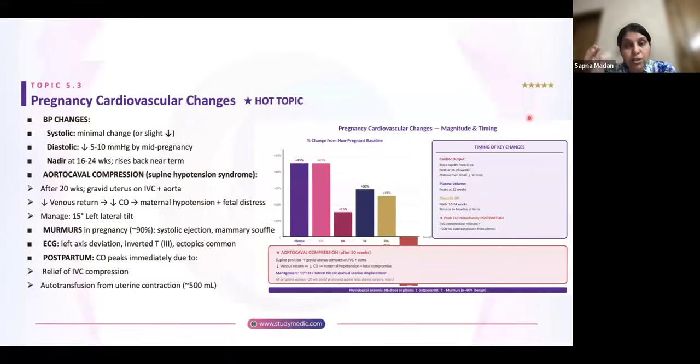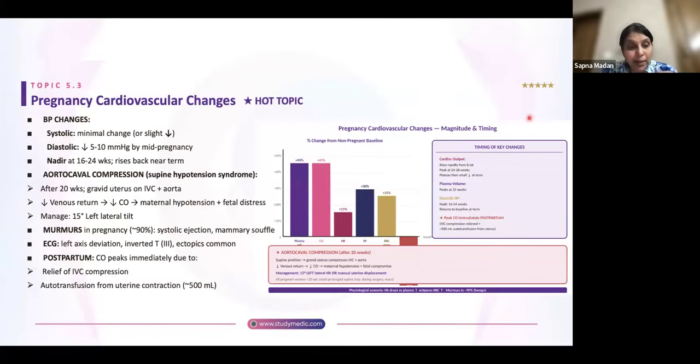Okay. Because of the pressure, if they lie supine, there will be reduced venous return. The cardiac output will therefore decrease. Mother will have hypotension and the baby will go into distress. So whenever we take a patient for cesarean, the anesthetist puts a wedge on the left side of the patient, giving a left lateral tilt so that the gravid uterus is not weighing on the aorta and the inferior vena cava.